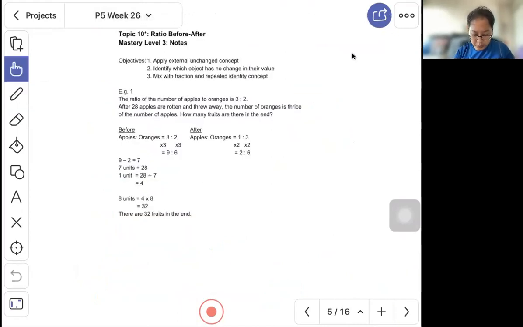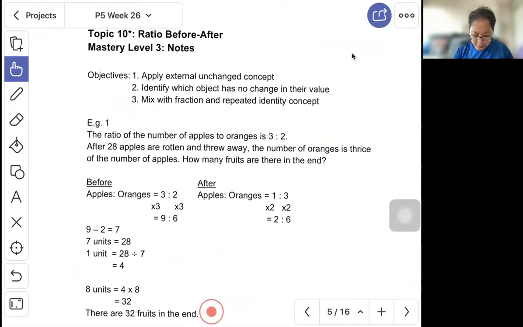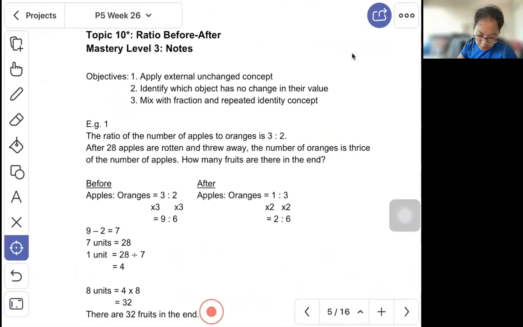And now we come to mastery level 3. So the objective is to apply the external unchanged concept and identify which object has no change in value, and make reflection and repeated identity concept. So example 1, it says the ratio of the number of apples to oranges is 3 to 2. So after 28 apples are rotten and thrown away, the number of oranges is twice the number of apples. How many fruits are there in the end?